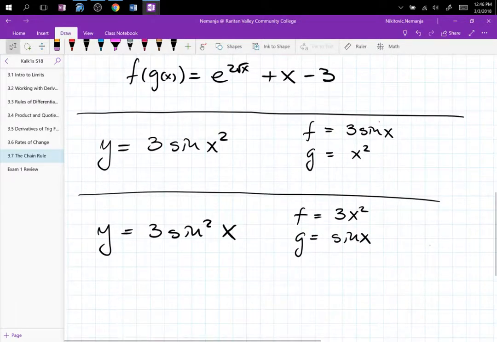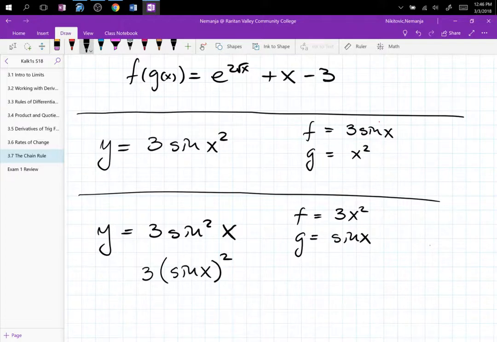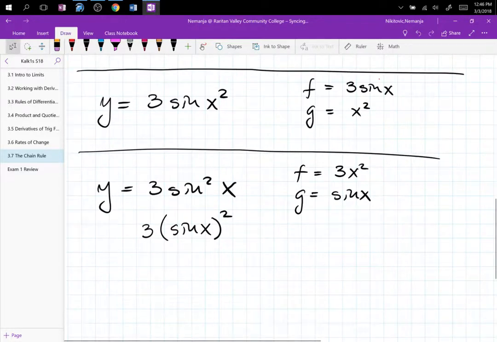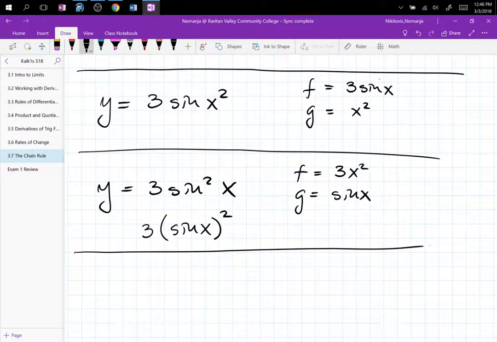Now, this one is tricky. It's tricky, and it was close at the first shot. The 3 was in the wrong spot. Look, we can rewrite this problem as 3 times sine x, squared. So clearly, the sine x is the inside, right? So that's why sine x alone is g. Now you need to compare that to the previous problem. And I also want you to compare it to this problem.